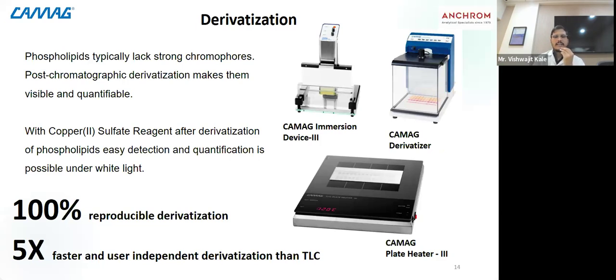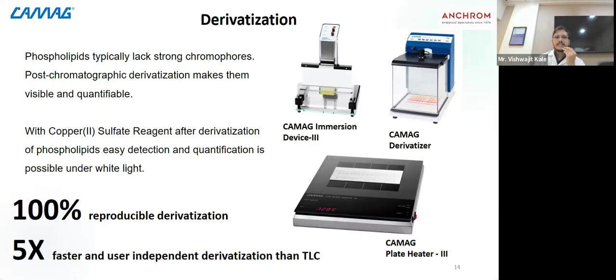Now, in phospholipid analysis, an important step is derivatization because phospholipids typically lack strong chromophores. So without derivatization, phospholipids are not visible with a UV-visible detector or fluorescence detector. So making a derivative of the phospholipid is very important and we need to carry that out on the plate. There are two important methods for derivatization: dipping the plate into a derivatizing reagent, that is copper sulfate reagent, which we use most of the time for selective derivatization of different phospholipids and their impurities.